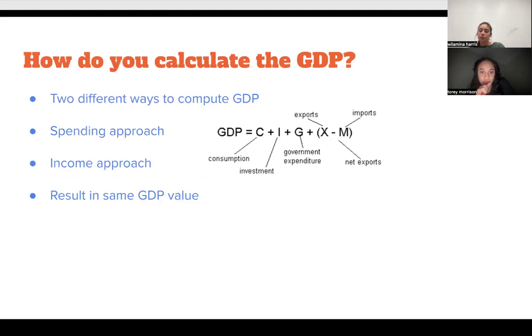Two different ways to compute GDP: spending approach and income approach, which result in the same GDP. So they should give you the same value no matter what. They're just two different ways of looking at it, and then I'm going to explain them. The spending approach is made up of consumption, investments, government purchases, and net exports. And then the income approach is made up of employee compensation, rent, interest, and profit.